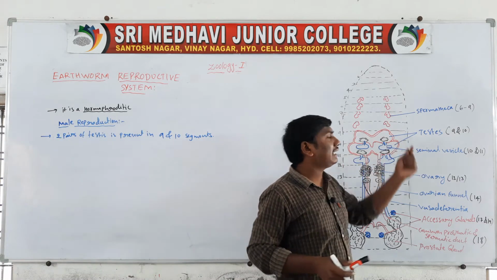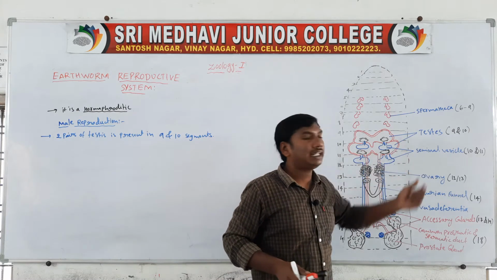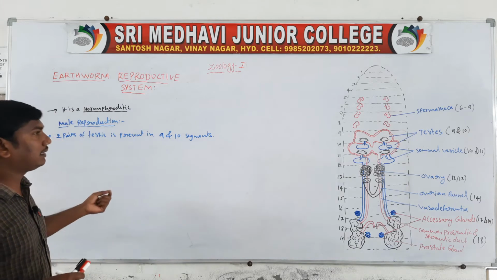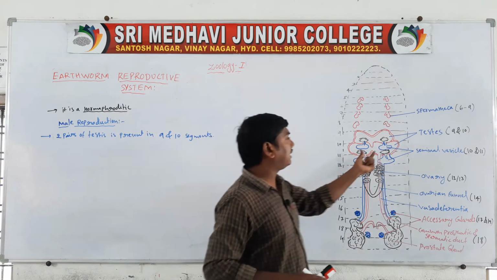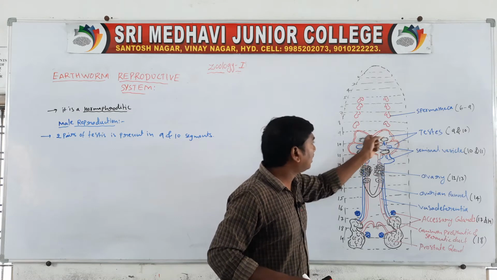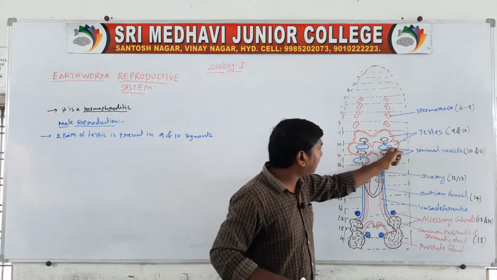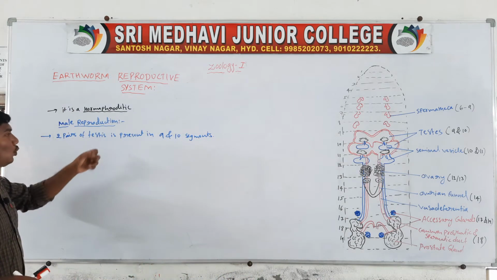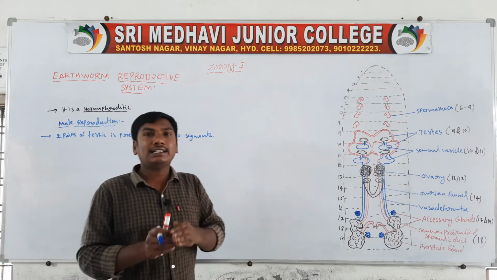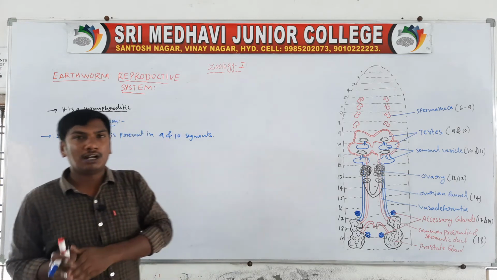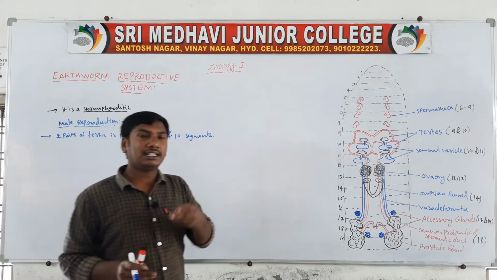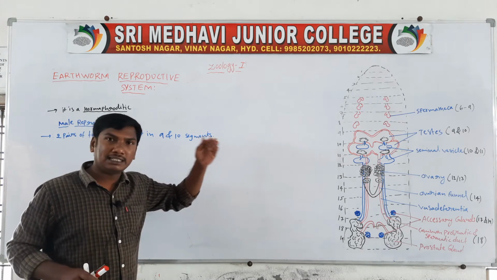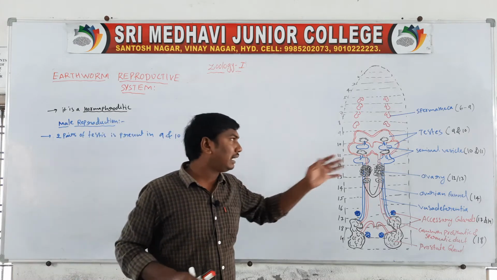The 9th segment contains a pair of testes, and the 10th segment contains a pair of testes. So the earthworm has two pairs of testes in total: one pair in the 9th segment and another pair in the 10th segment.